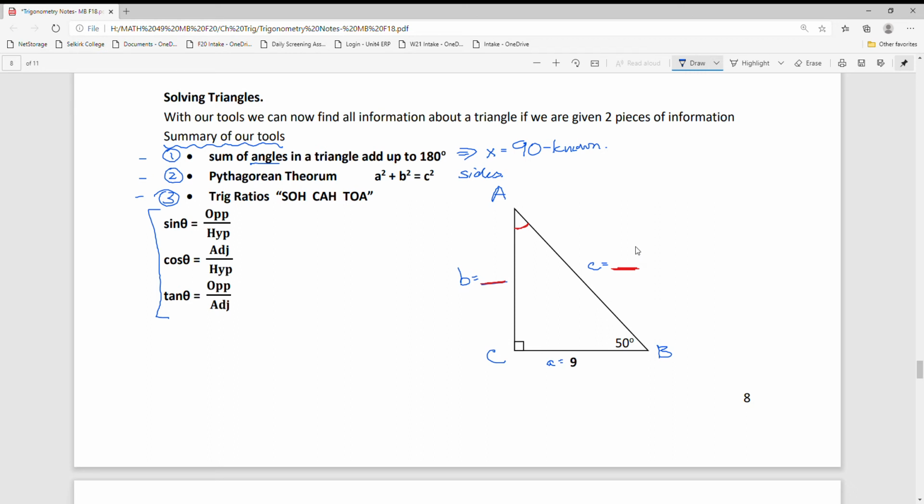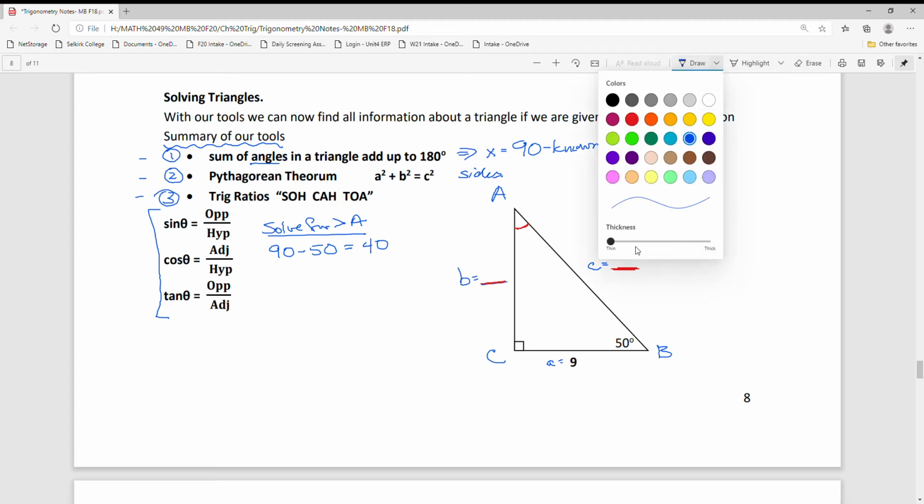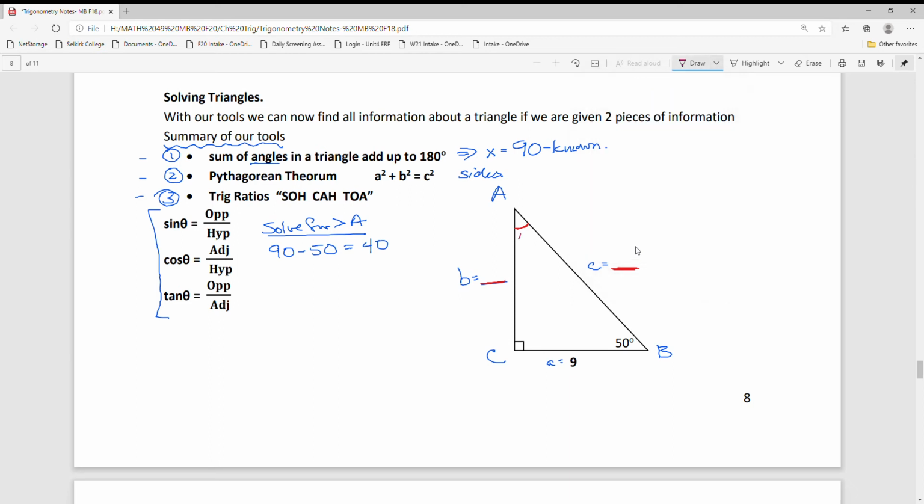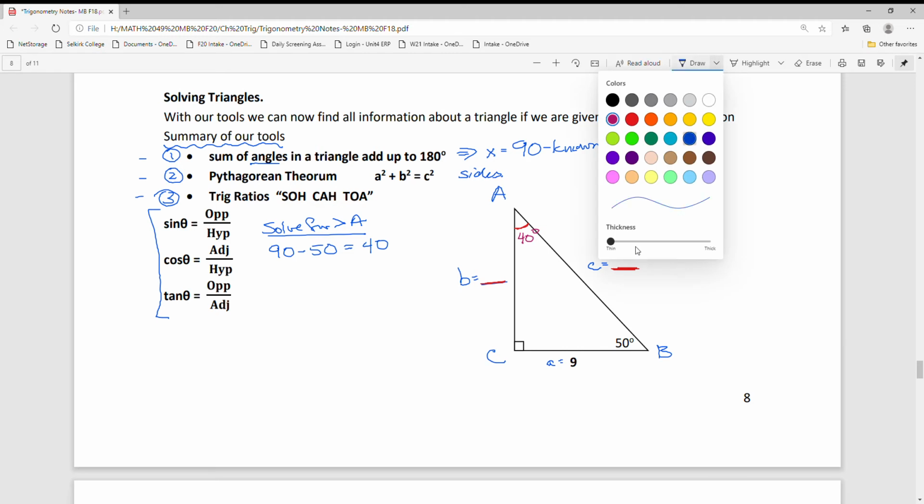I'm going to start with the easiest, and solve for angle A. The easiest way to get there is to take 90 minus 50, which equals 40. Angle A is 40 degrees. I like to label it on the triangle here, so this is 40 degrees. Right, let's move on to another piece of information.